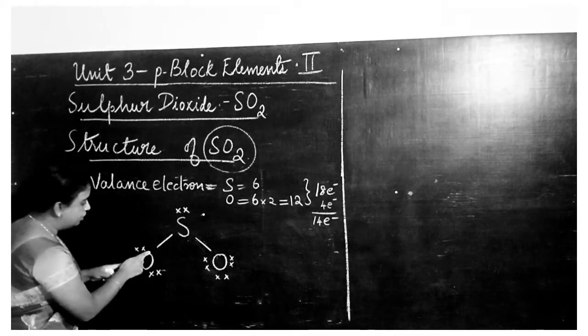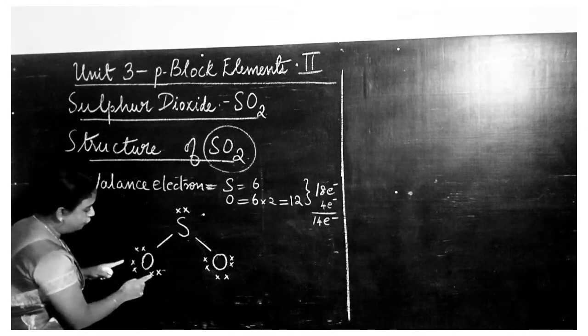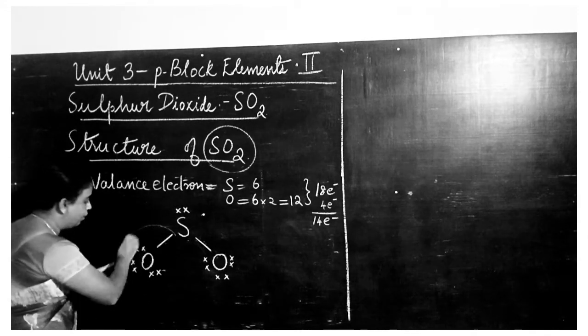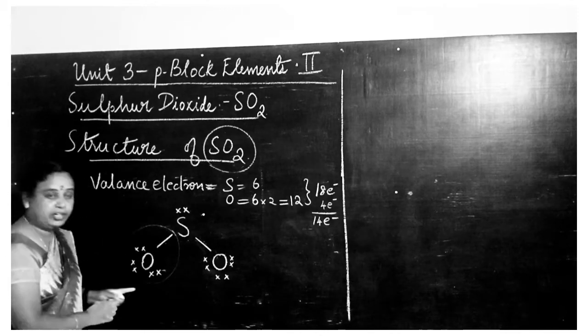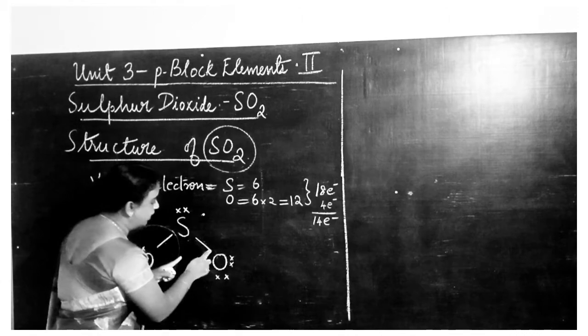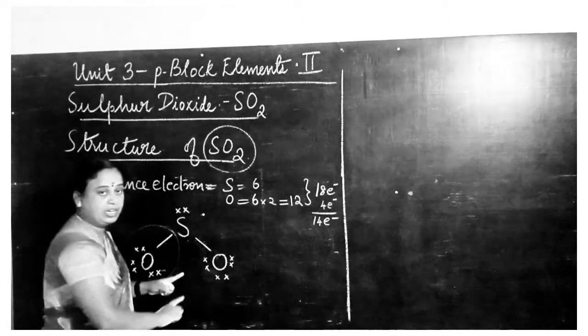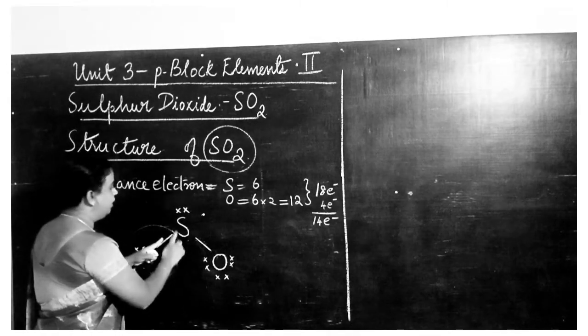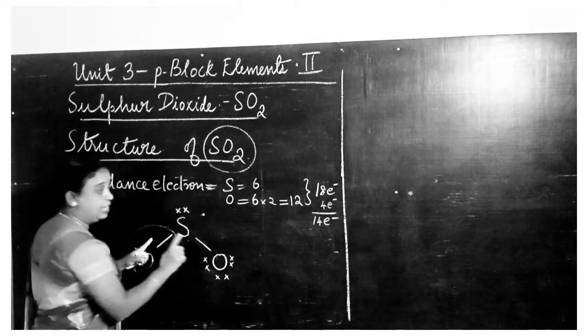Now look at this oxygen. 1, 2, 3, 4, 5, 6, and here 2 electrons, 7, 8. So this oxygen is getting an octet configuration. Got it? Now let us look at this oxygen: 1, 2, 3, 4, 5, 6, 7, 8. So this is also getting an octet configuration. So what happens to sulfur? Sulfur 1, 2, 3, 4, 5, 6. Sulfur is getting only 6.